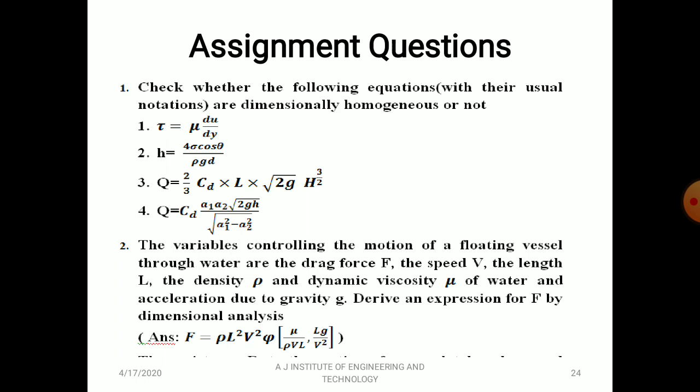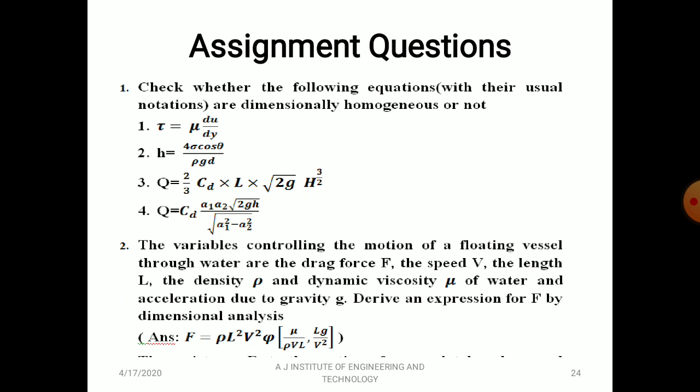by square root of A1 square minus A2 square. A1 and A2 are cross-sectional areas, that is in meter square. Then Cd is coefficient of discharge, no unit. And Q is discharge or volumetric flow rate in meter cube per second. And g is acceleration due to gravity in meter per second square. H is head in meter. So these are the problems related to dimensionally homogeneous equation.